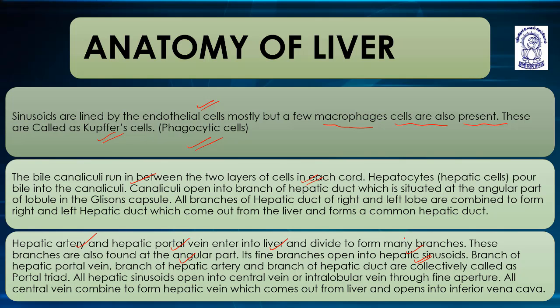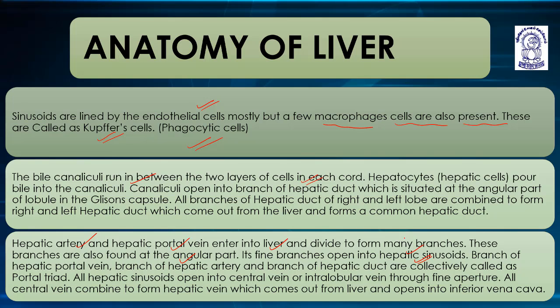Hepatic artery and hepatic portal vein enter into the liver and divide to form many branches. These branches are also found at the angular part. Their fine branches open into the hepatic sinusoids, with the branch of hepatic portal vein, hepatic artery, and branch of the hepatic duct. They are also known as portal triad.